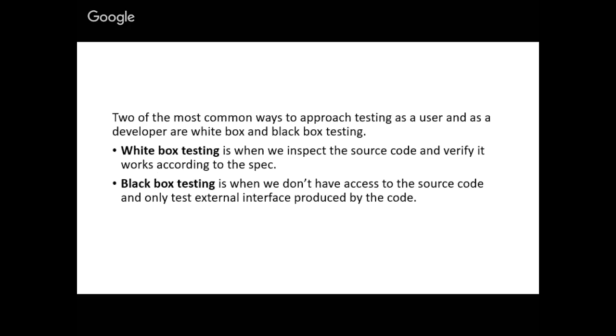Two of the most common ways to approach testing as a user and as a developer are white box and black box testing. If you are testing a software, you can test it in two ways: the black box way and the white box way. For QA, the quality assurance person, they test in the black box way. In the black box way, you don't have access to the code base.